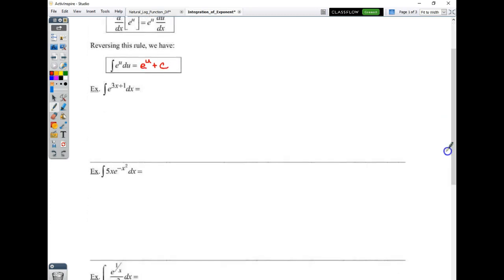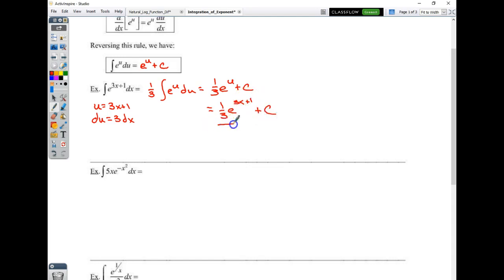If I look at a problem, my first question should be, when I look at e to the 3x plus 1, can I take the antiderivative of e to the 3x plus 1? And no, there's a chain rule, the chain being the 3x plus 1 portion, making this du 3dx. So when I rewrite this problem, I get 1/3 the integral of e to the u du, or 1/3 e to the u plus c, which is really 1/3 e to the 3x plus 1 plus c.